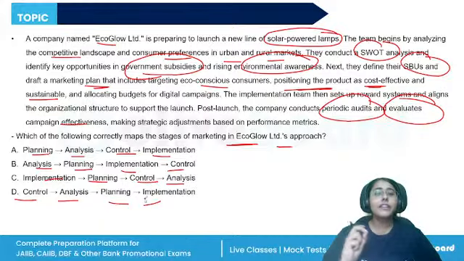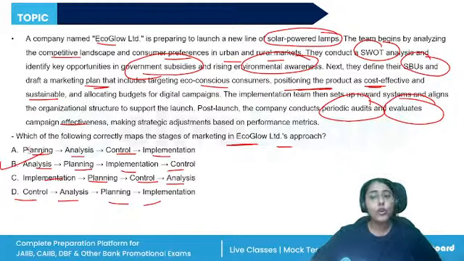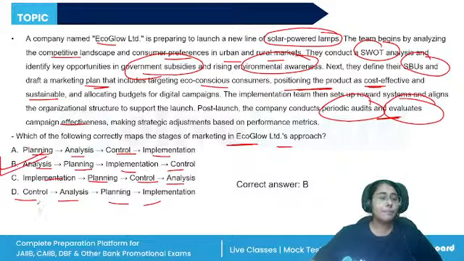So, first, what did they do? They conducted the SWOT analysis. Analysis is the first stage. Based on that, they planned that they are going to target the eco conscious customers, position the product as cost effective, sustainable. Then they implemented their plan, and finally, they controlled by auditing and evaluation. So, the correct answer is B.